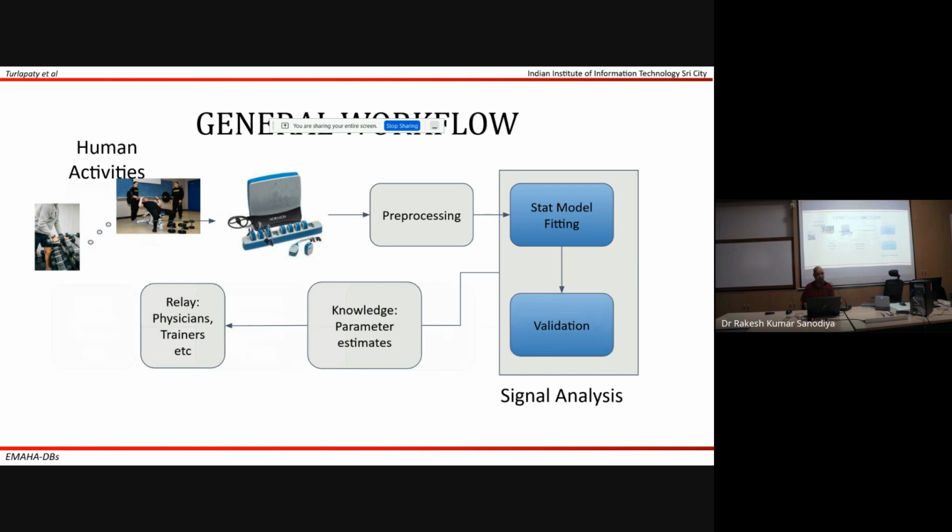Again, thinking about strength training. When a person is doing a strength training activity, we collect the signals again and we do similar pre-processing. And then we propose a statistical model for the data, for example, a probability density model, and we try to compare it with other existing models. Once we are sure that a model provides an accurate description of the data, we can extract information from this probabilistic model.